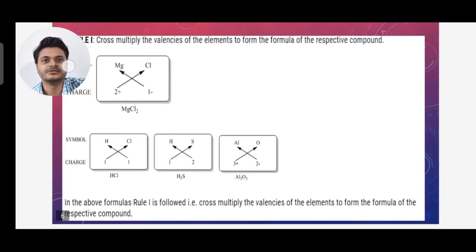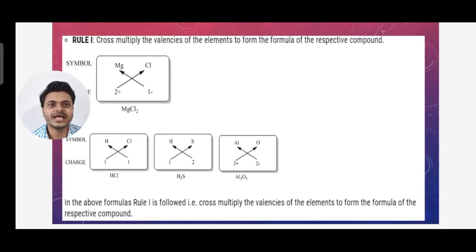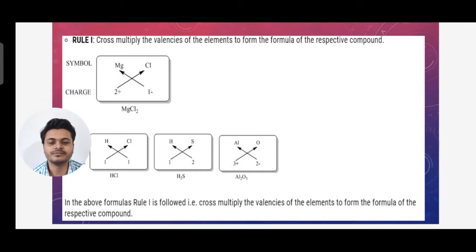So you can see the first example, rule 1: cross multiply the valencies of an element to form the formula of the respective compound. The first one is given with symbol and charge. Magnesium and chlorine: the charge for magnesium is 2 plus, because we know Mg2+, and chloride is Cl minus, that is 1 minus. So the formula will be MgCl2, as the cross multiplication will occur. Actually it's Mg1Cl2, but we don't write 1, we write only MgCl2.